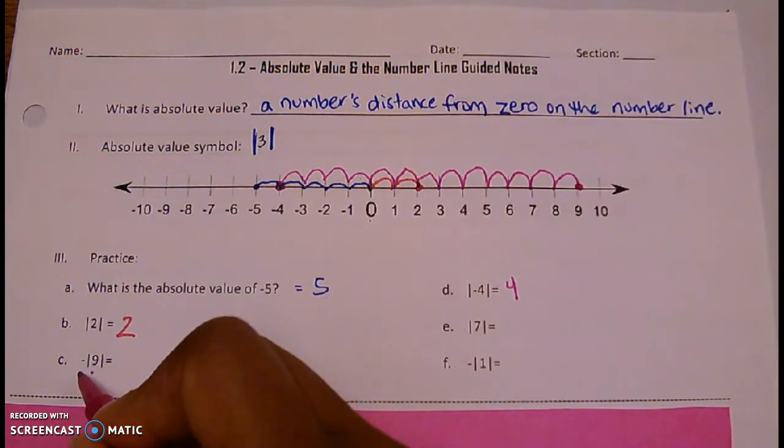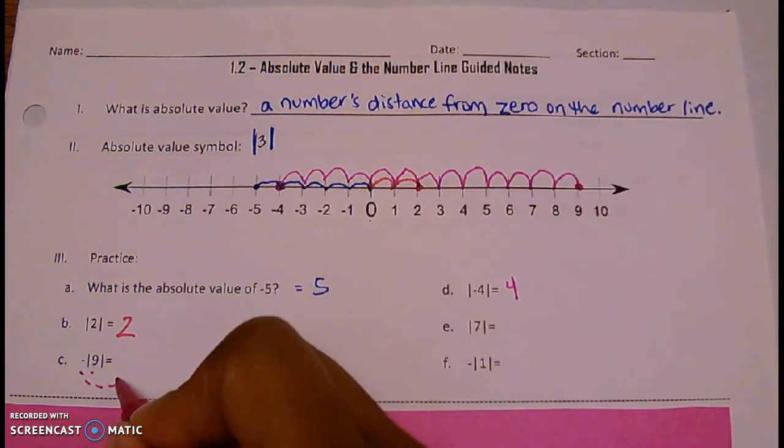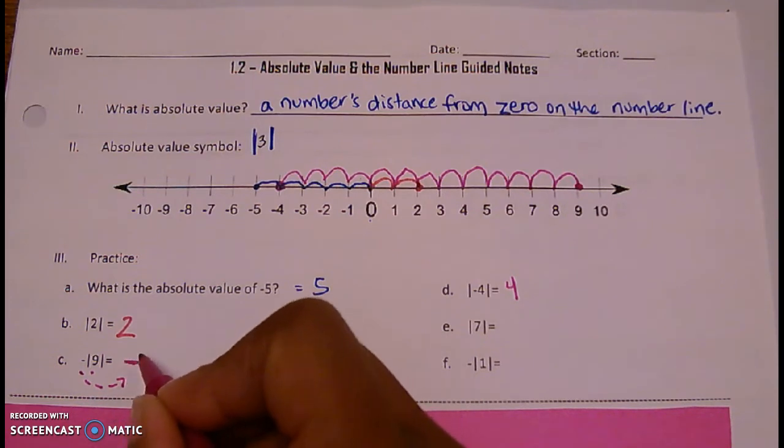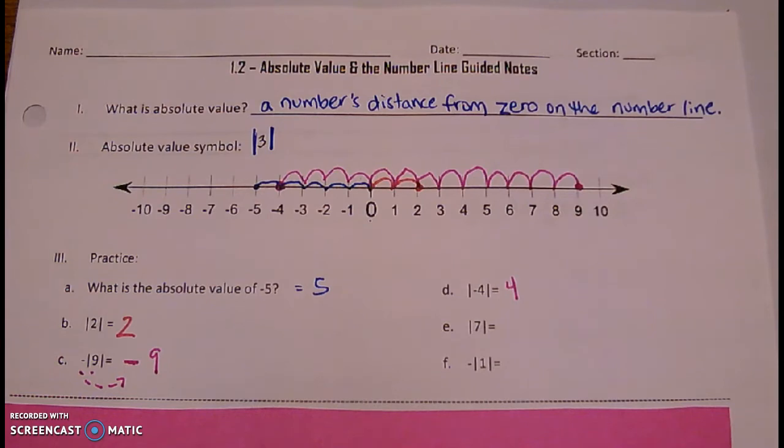But because this negative symbol is on the outside, we still have to carry that over. So our answer is going to actually be -9. Okay? Why is that? Once again, we took the absolute value of 9, which we know is 9. But because this negative symbol is out here, we can't just throw that away. We have to attach it to the final answer.